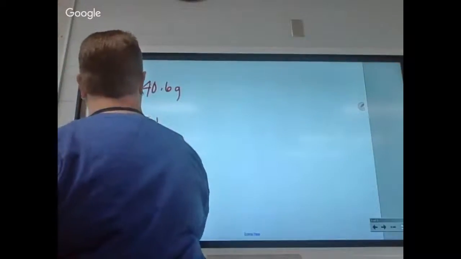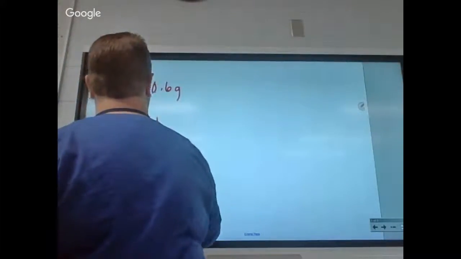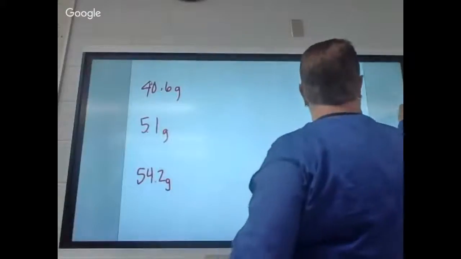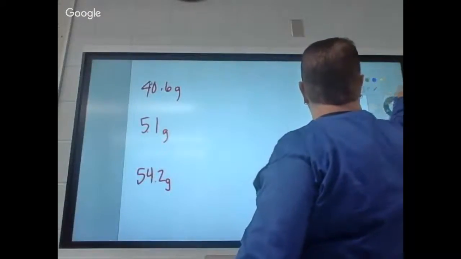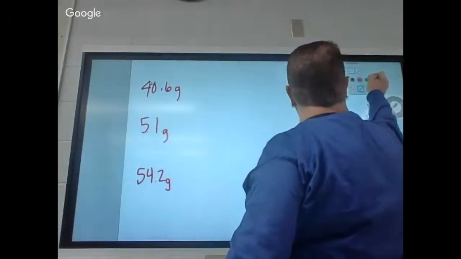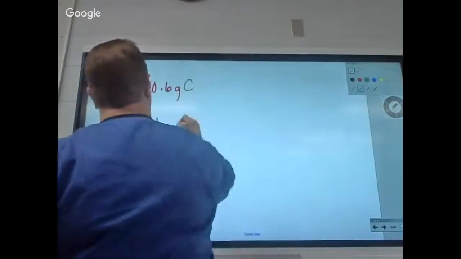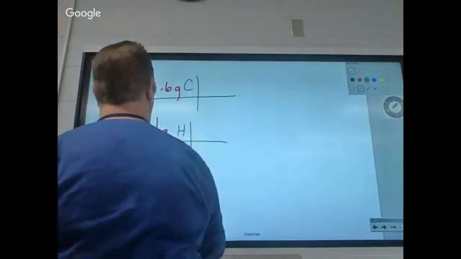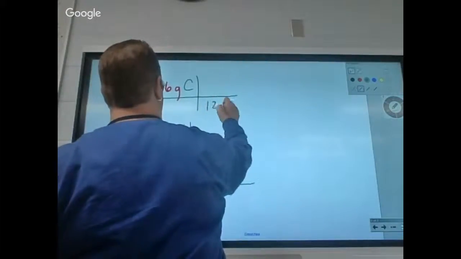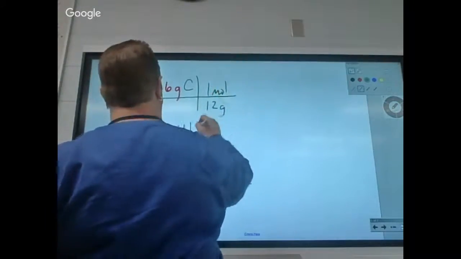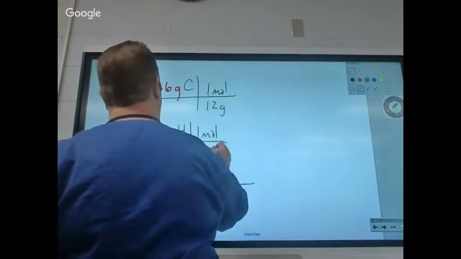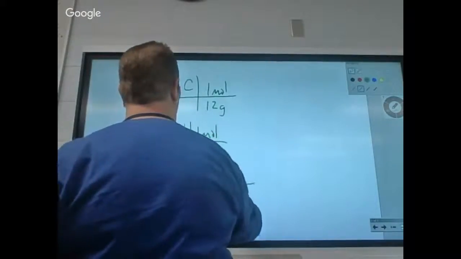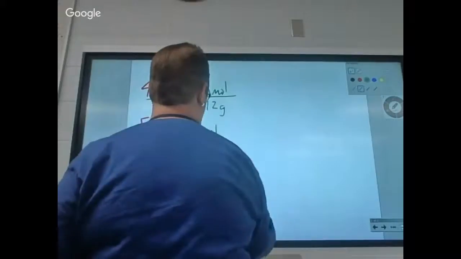5.1, and 54.2. Yes. Carbon, hydrogen, and oxygen. Okay. So 12 grams to 1 mole of carbon, 1 gram to 1 mole of hydrogen, 16 grams to 1 mole of oxygen.